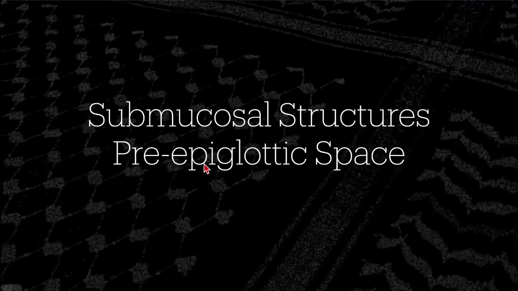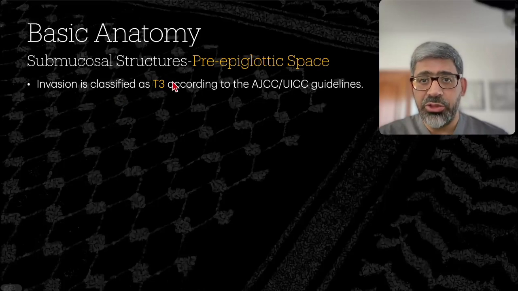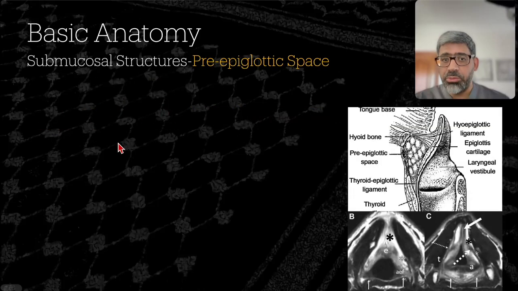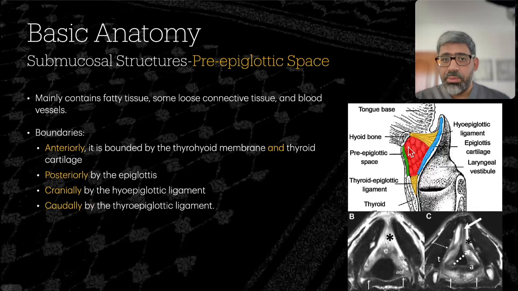We'll move to the preepiglottic space. Invasion of this space is considered T3. The degree of invasion can affect the surgical options. This is the preepiglottic space. It's mainly composed of fatty tissues and some connective tissue and blood vessels.